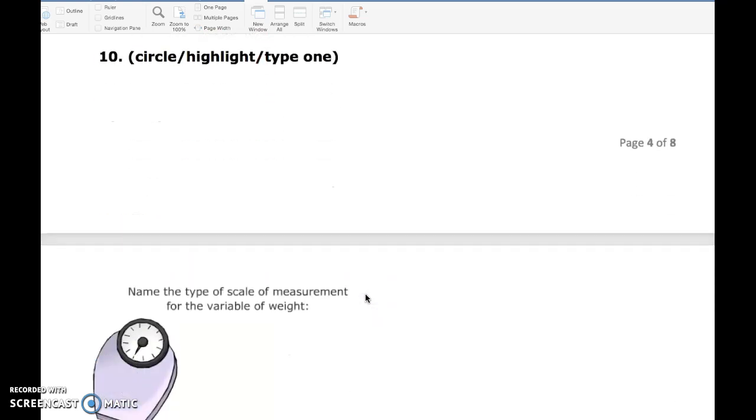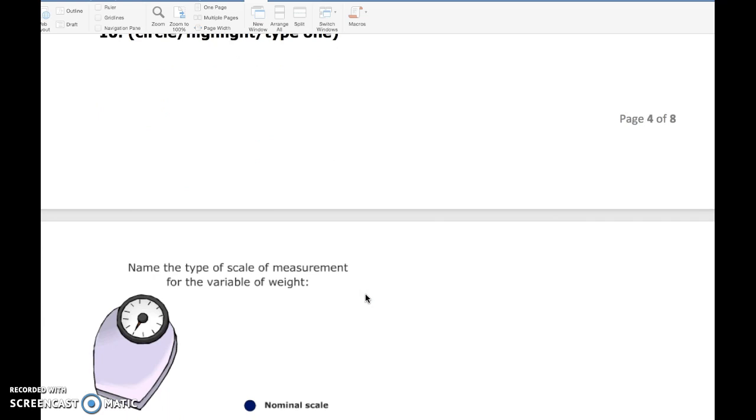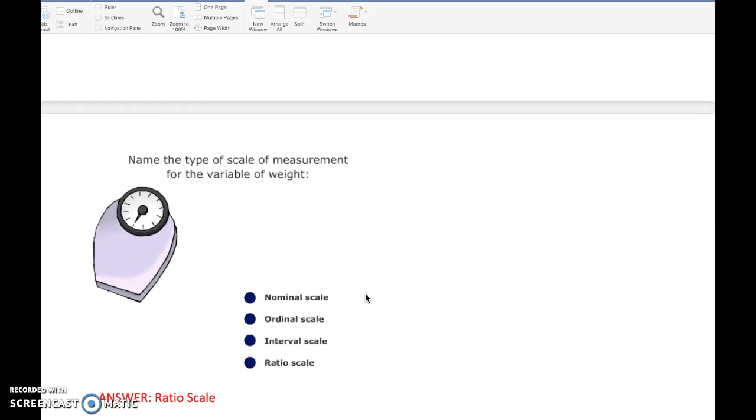Okay, name the type of scale of measurement, or again we call it level of measurement, for the variable weight. It is, bing, a ratio scale. Ratio meaning it's numerical, but it must have a true 0 point. Weight has a true 0 point. You can't be negative pounds. I've tried. You can't be negative. You can only be positive.